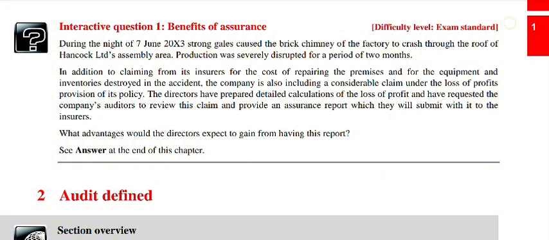See answer to interactive question 1. Advantages of report regarding loss of profits. Independent opinion from external source. Enhanced credibility of compilation of claim. Confirmation that data subjected to review and examination. Comfort to insurers that risk of inflated claim reduced. Could accelerate processing of claim.